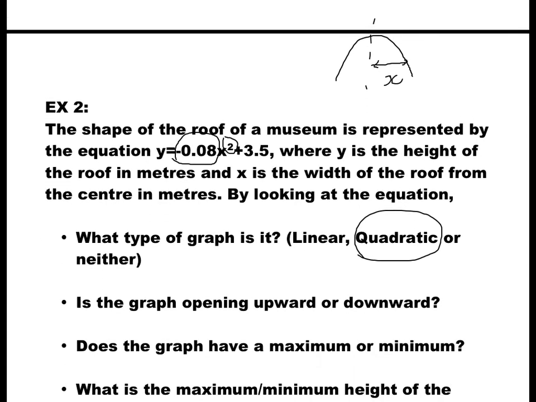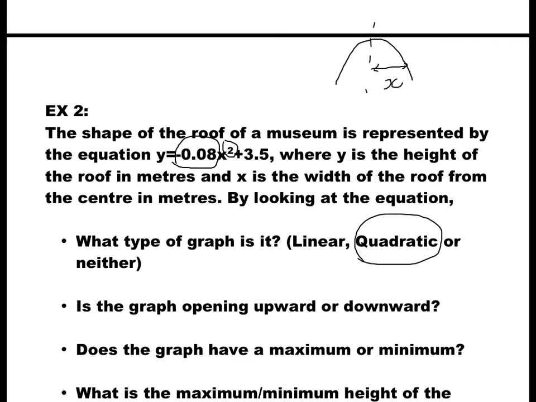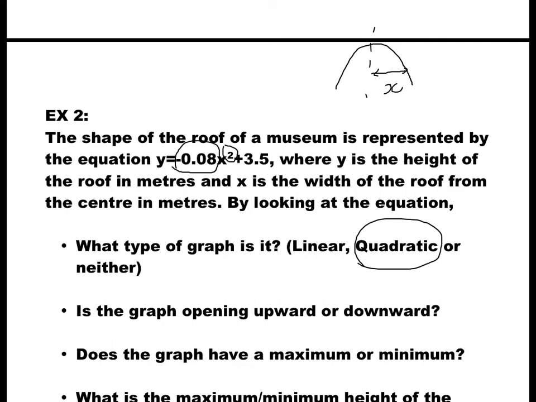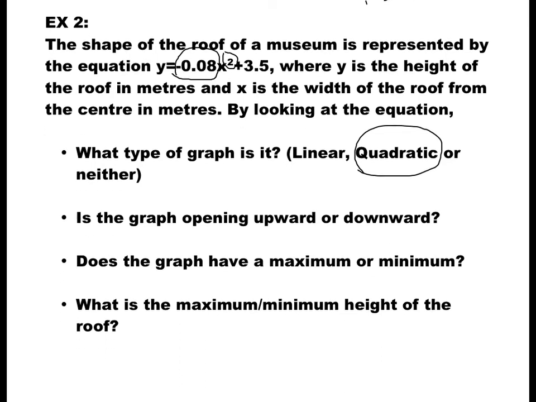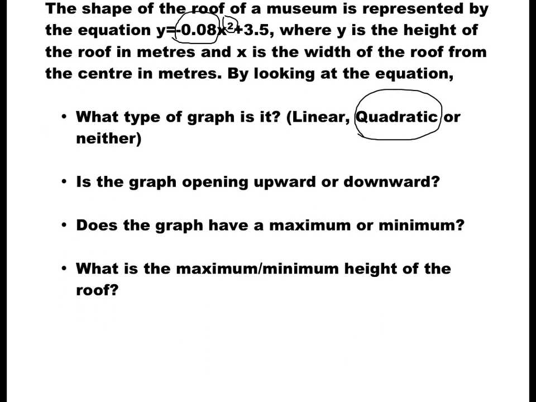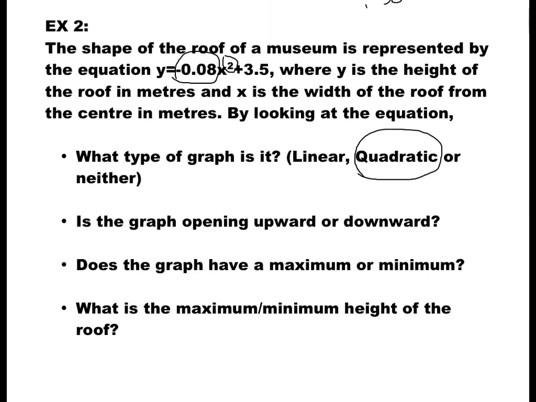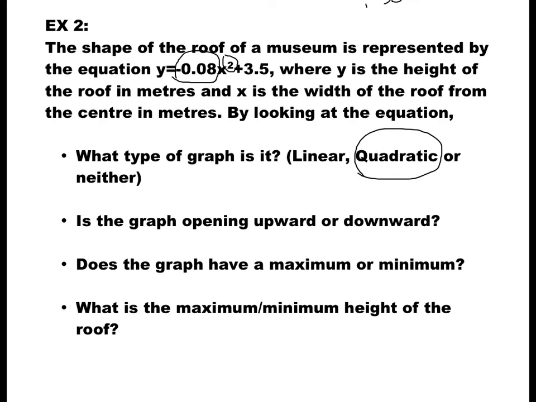Now the next question says, does the graph have a maximum or minimum? Since the graph opens downward, this means that this point, the vertex, is a maximum. Now the next part of the question is, what is the maximum or minimum height of the roof?